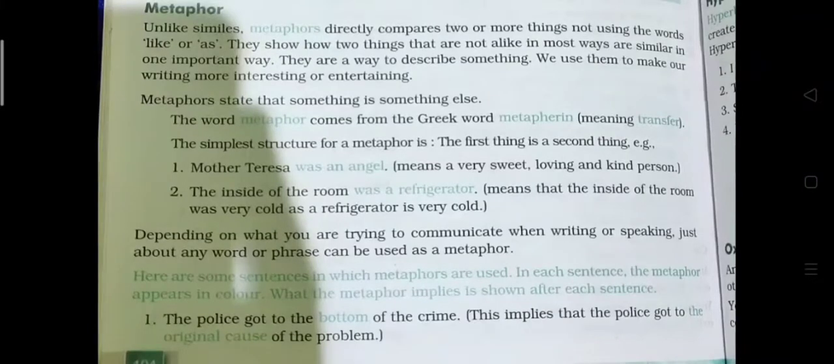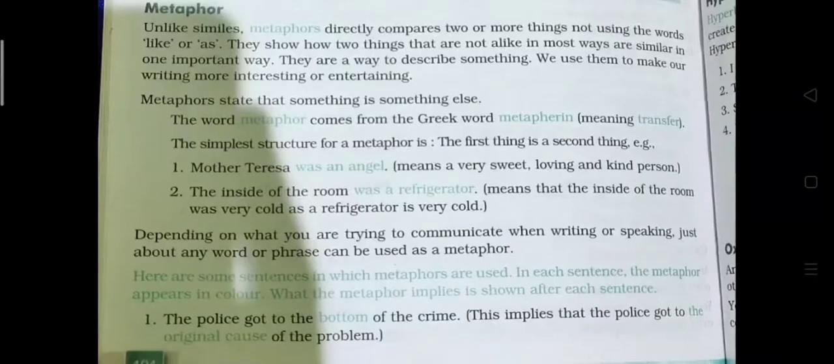They are a way to describe something. We use them to make our writing more interesting or entertaining. Metaphors state that something is something else. Okay, metaphor has been taken from the Greek word metaphorin, which means to transfer. The simplest structure of a metaphor is: the first thing is the second thing. Okay, the simplest structure is the first thing is the second thing.